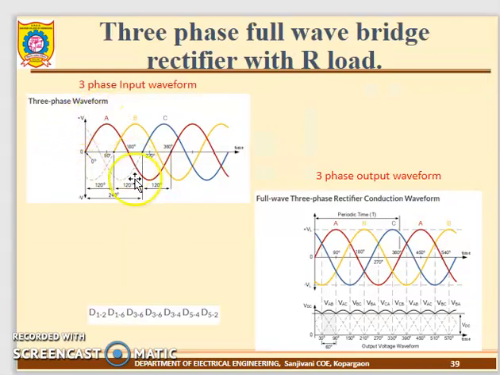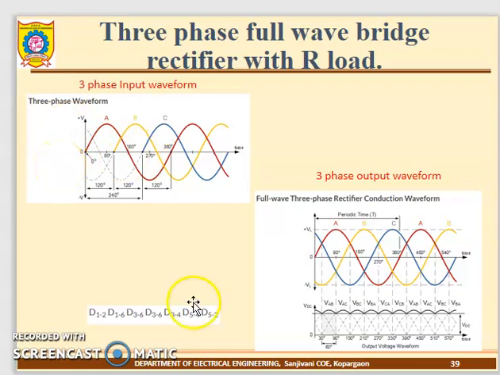Okay, this is the input sine waveform. What is the angle between one phase and another phase? A phase to B phase is 120 degrees. B phase to C phase is 120 degrees. See the waveform: A phase is conducted, after 120 degrees B phase is conducted, after 120 degrees C phase is conducted, and again A phase is conducted. So this is the phase sequence.